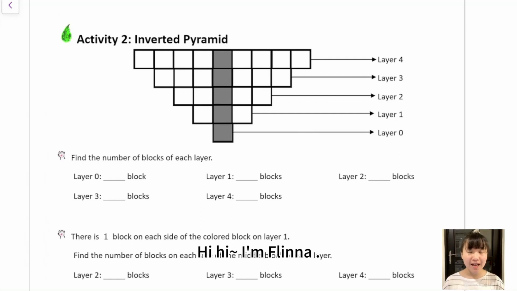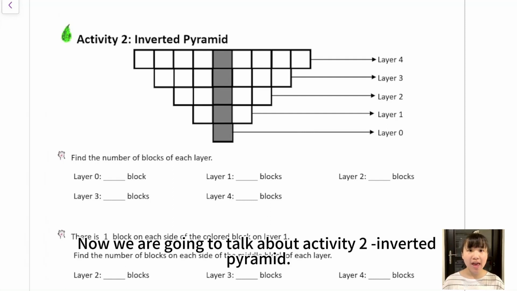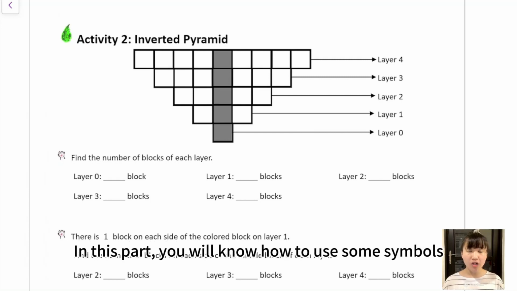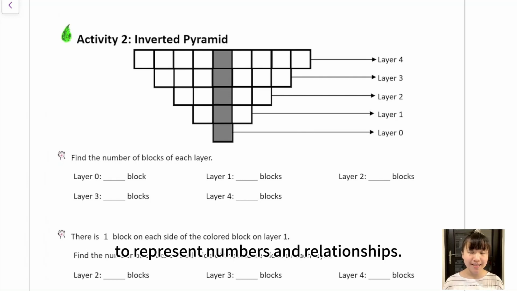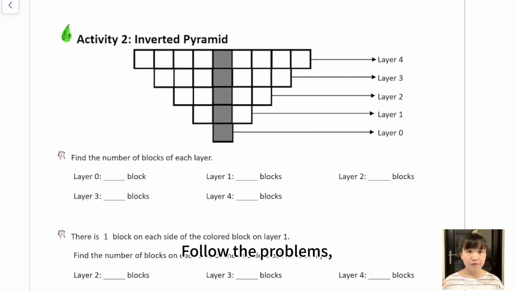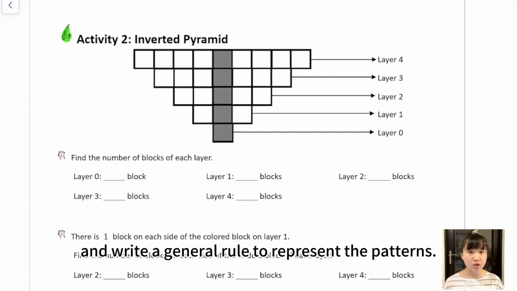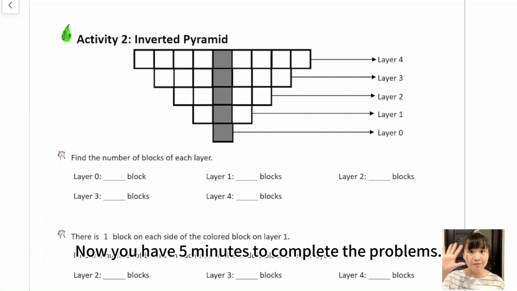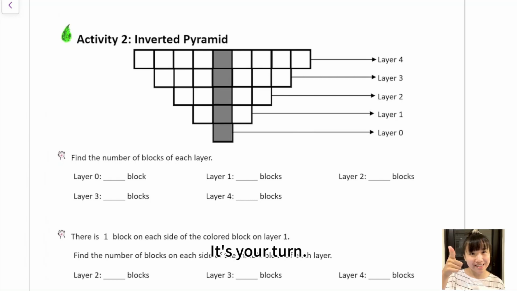I'm Felina. Now we are going to talk about Activity 2, Inverted Pyramid. In this part, you will know how to use some symbols to represent numbers and relationships. Follow the problems, observe the structures, and write a general rule to represent the patterns. Now you have 5 minutes to complete the problems. It's your turn.